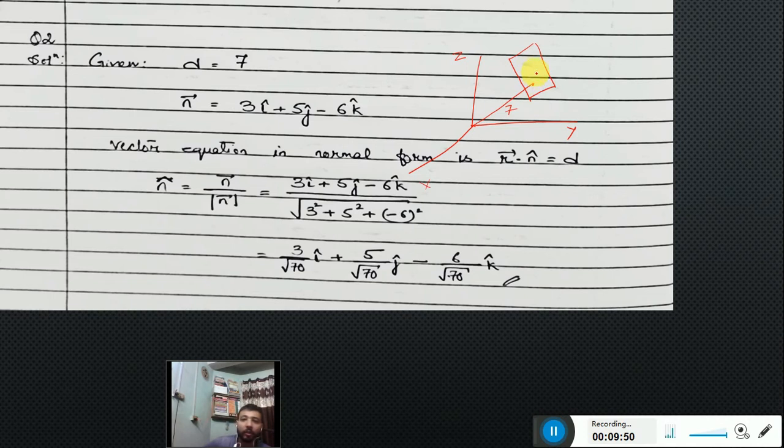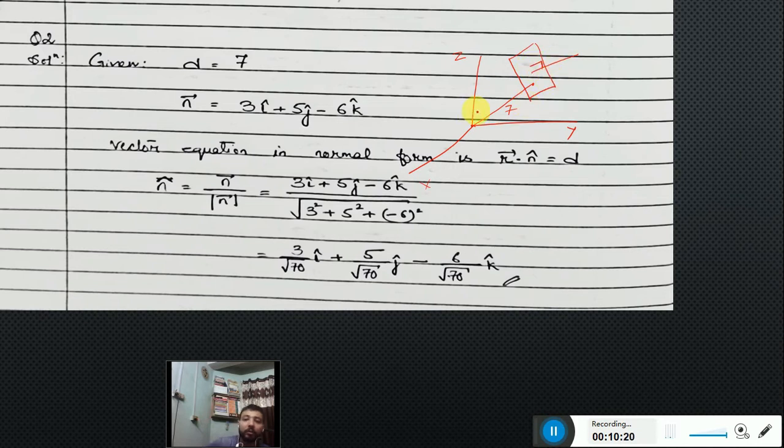Okay, normal to this plane is the n vector given to you, right? So this is the condition which is given to you. Distance from the origin is given and normal is given. Normal can be from here also, don't worry. From anywhere you can draw the normal. Okay, now you can see this is the normal.